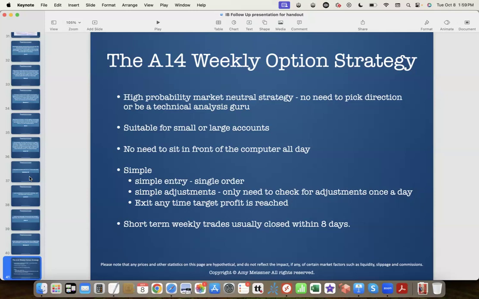It's very simple. There's a simple entry with a single order. The adjustments are checked once a day, and they're pretty simple. And then I just exit anytime a target profit is reached. Again, it's a short-term weekly trade, so I'm able to increase my profit potential throughout the year, because I can put this on every week without overlapping necessarily.